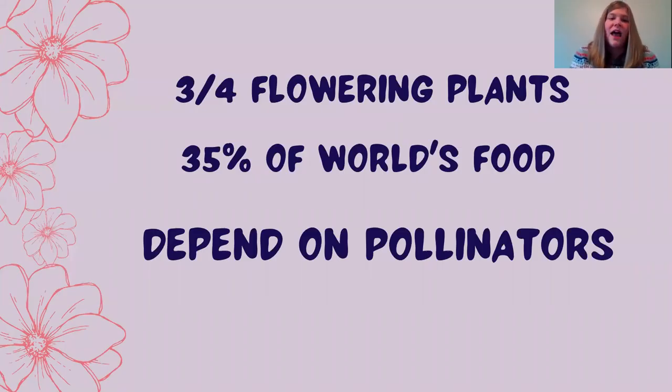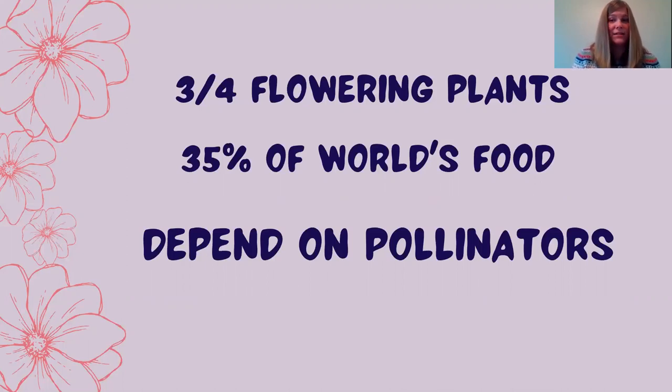So it's estimated that 3/4 of flowering plants and about 35% of the world's food depend on pollinators. Without pollinators, or the creatures that are moving the pollen from flower to flower, a lot of the fruits and vegetables that we like wouldn't exist. Some scientists estimate that 1 out of every 3 bites of food that we take exists because of pollinators.